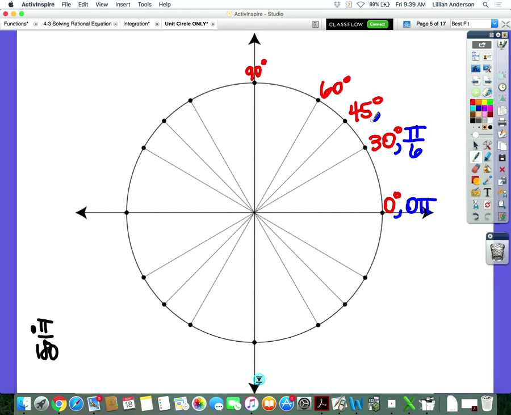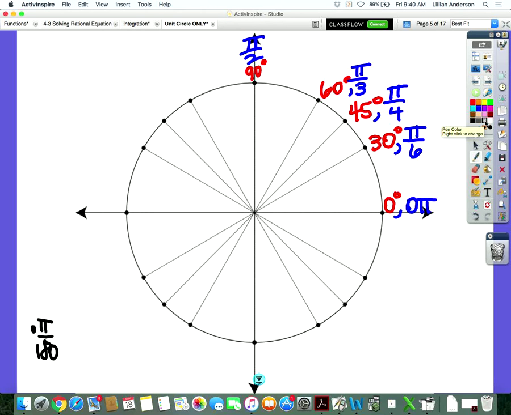Pi over 4 is what? 45 degrees is pi over 4. What's 60 degrees? Pi over 3. And, of course, 90 is pi over 2. Okay? We are a quarter of the way through a full circle. Now for the ordered pairs.